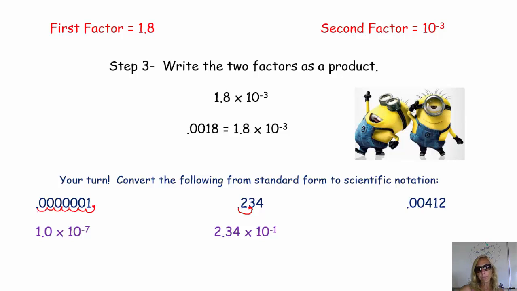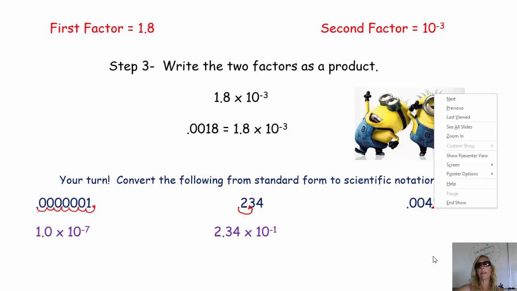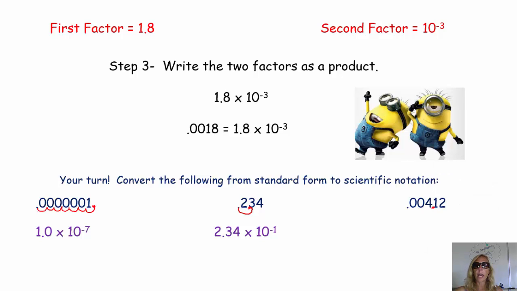Let's look at the last one. Our original decimal point is in front of that first 0. So in order to make that number between 1 and less than 10, I have to place that decimal point between the 4 and the 1 and the 2. In order to do that, I actually have to move my decimal point 1, 2, 3 places to the right. So my answer should be 4.12 times 10 to the negative 3rd. Hopefully you got all 3 of those right. If you didn't, you might want to go back and check out the other part of the video again, just to reinforce what we're trying to teach tonight.